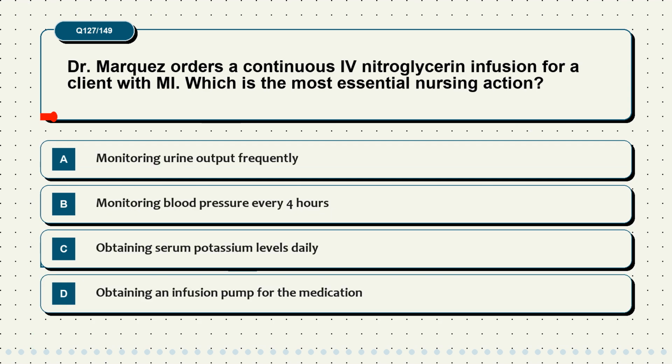Question 127. Dr. Marquez orders a continuous IV nitroglycerin infusion for a client with MI. Which is the most essential nursing action? Here are the options. Option A. Monitoring urine output frequently. Option B. Monitoring blood pressure every 4 hours. Option C. Obtaining serum potassium levels daily. Option D. Obtaining an infusion pump for the medication.